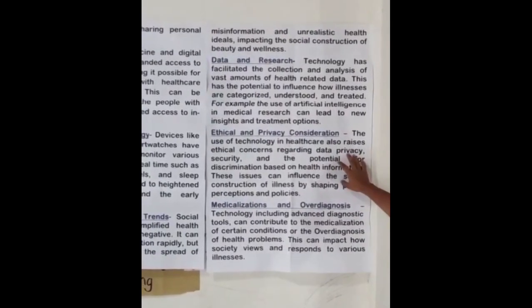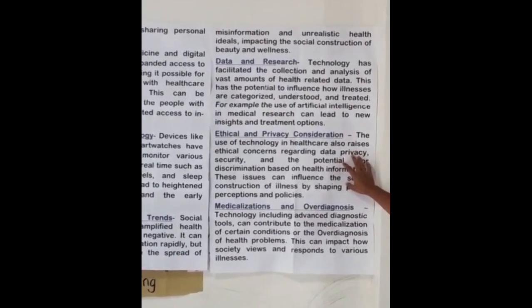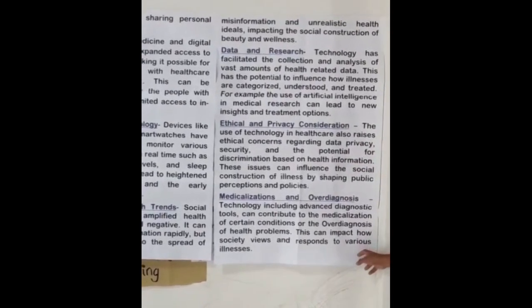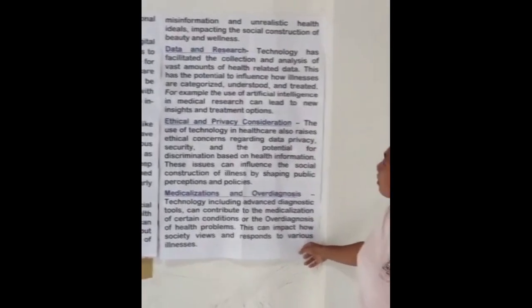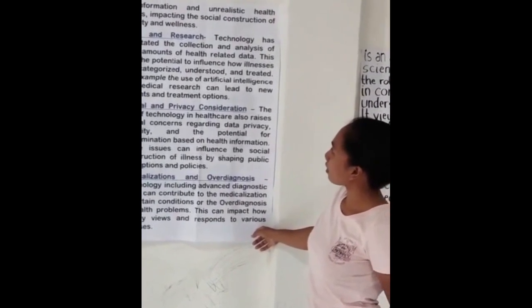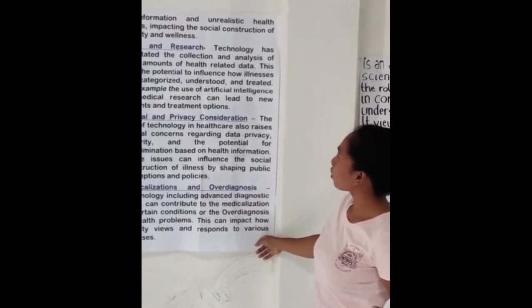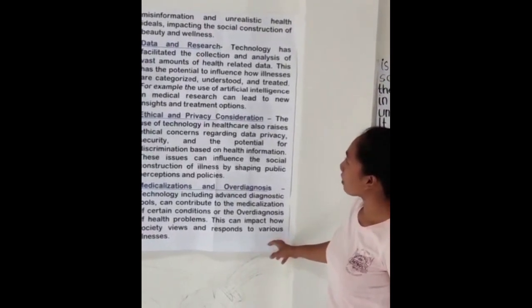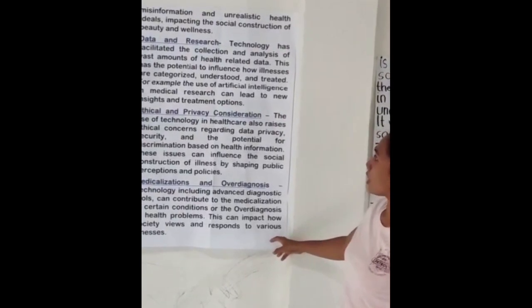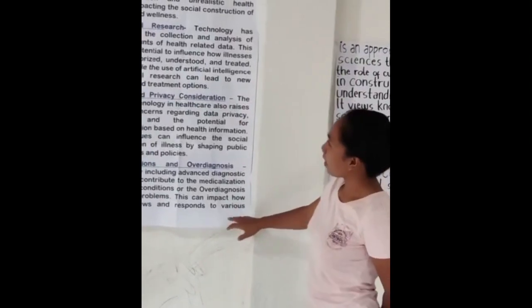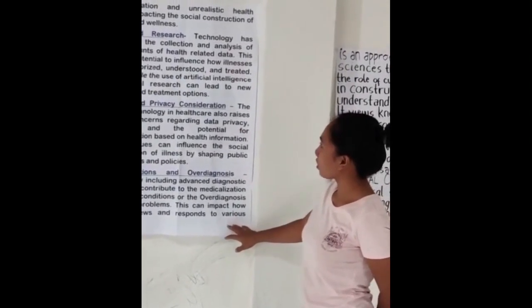Number 6, data research. Technology has facilitated the collection and analysis of vast amounts of health-related data. This has the potential to influence how illnesses are categorized, understood, and treated. For example, the use of artificial intelligence in medical research can lead to new insights and treatment options. Number 7, ethical and privacy considerations.